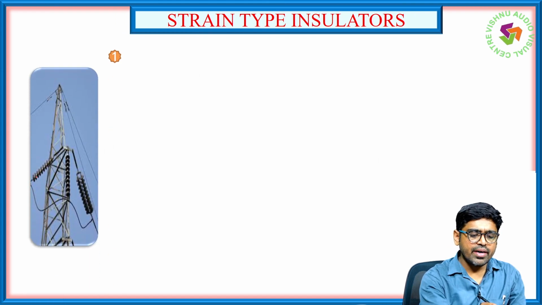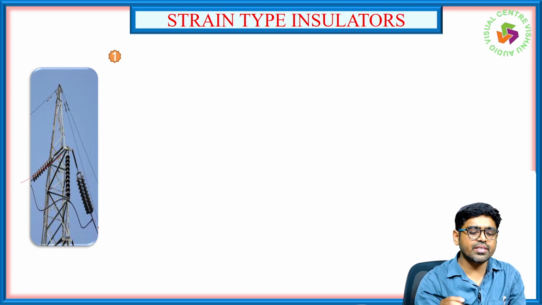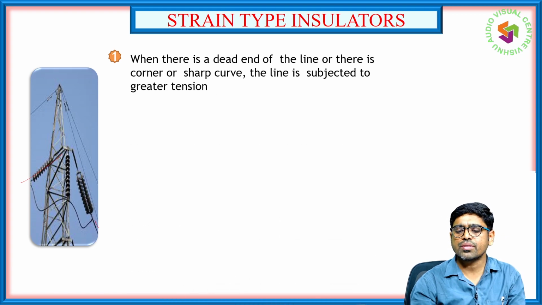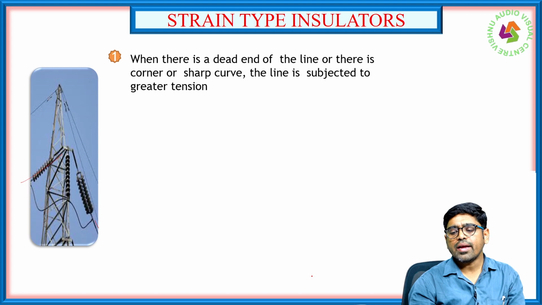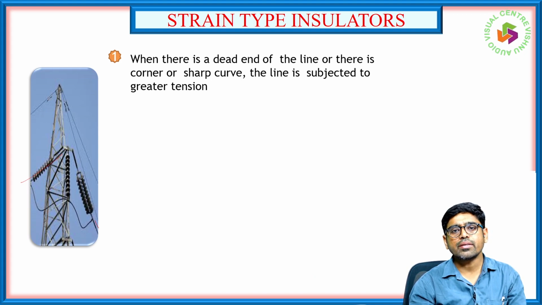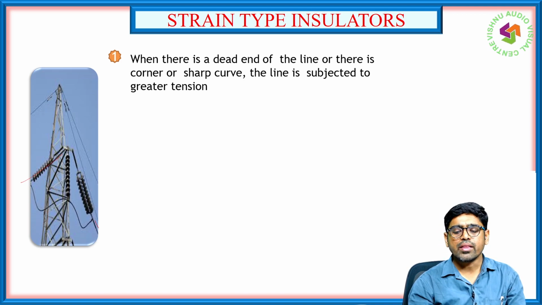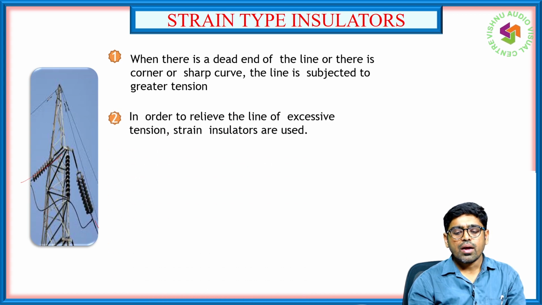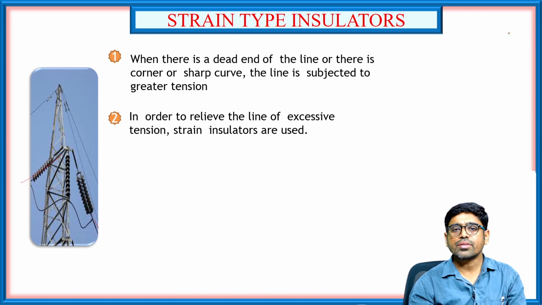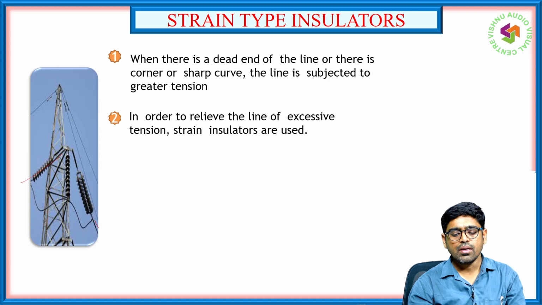So you can see that dead crossing. The transmission line is coming here, and it is changing its direction. In that case also we can use it. So when there is a dead end of the line, or there is a corner or sharp curve, this line is subject to greater tension. At this dead end, or maybe level crossing, or a direction change, we have more tension on the conductor. And in order to relieve the line of excessive tension, strain insulators are used. For that case, we have this strain insulator arrangement.